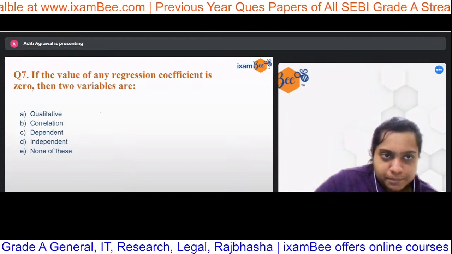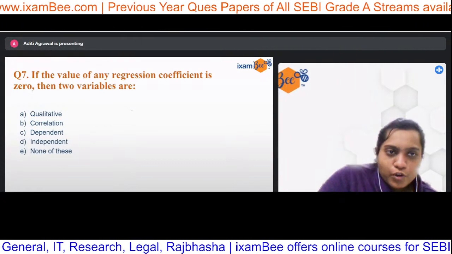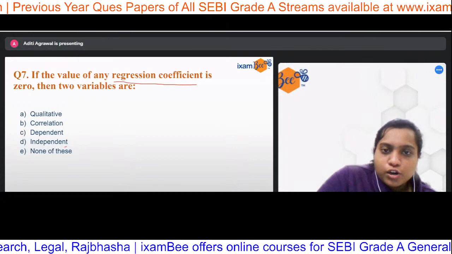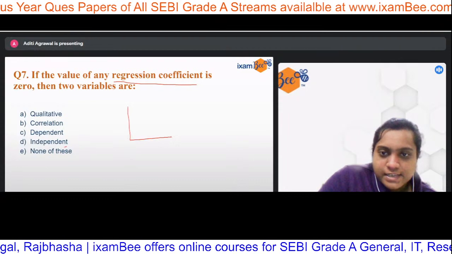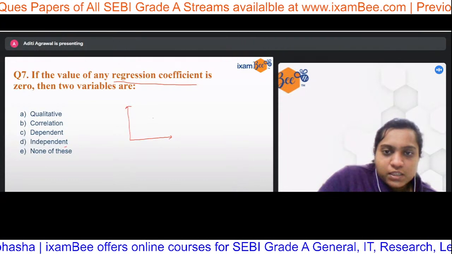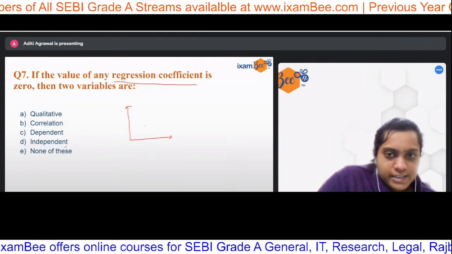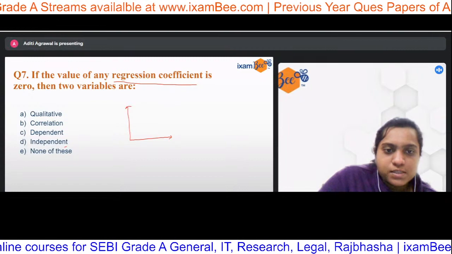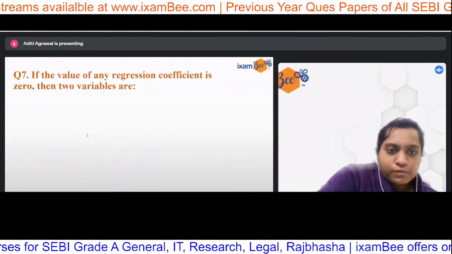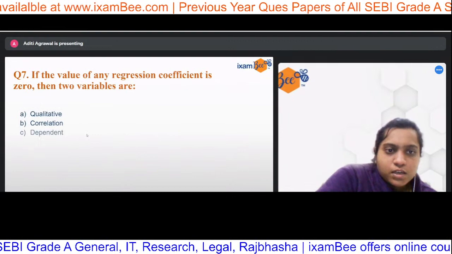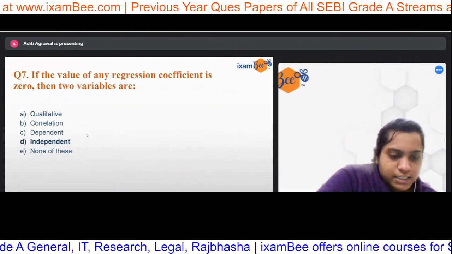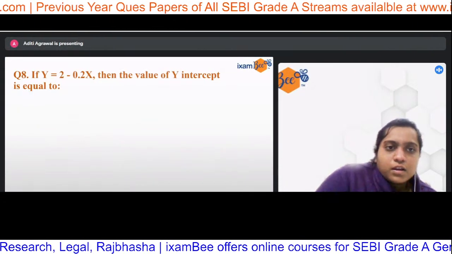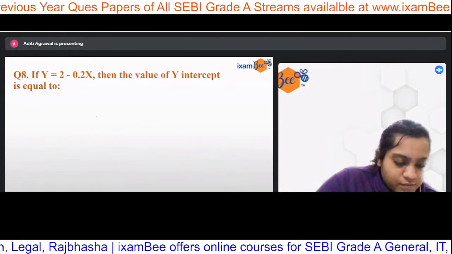Are they independent? So if the regression coefficient is zero, right, this means that nothing is explained between the two variables. You cannot say that there is any correlation between the two variables, and so the variables would be independent of each other, right? So the correct answer is they are independent. Next question. Yes, very good, Amnish.